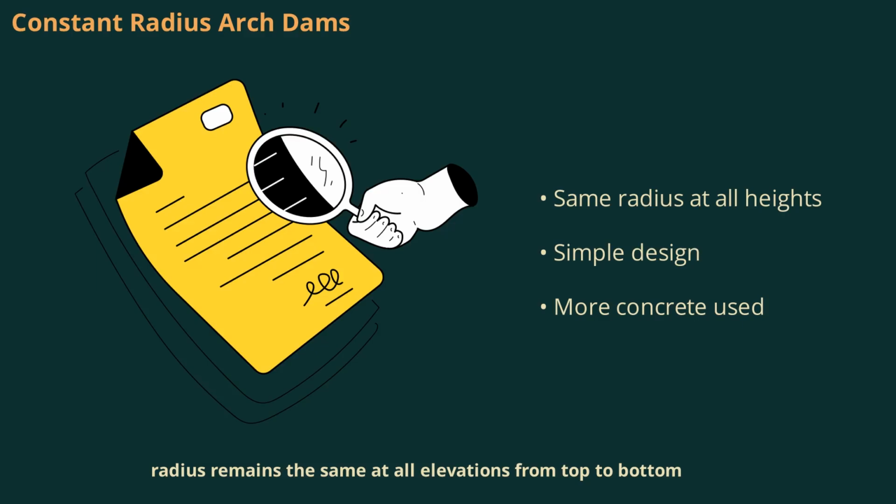Constant radius arch dam features a curved surface where the radius remains the same at all elevations from top to bottom. The centers of these arcs lie on a single vertical line, making the design straightforward. However, the thickness of the dam increases towards the base to withstand higher water pressure. This type is sometimes called a constant center arch dam. While easy to design and construct, it uses more concrete than other types, making it less economical for very tall dams.